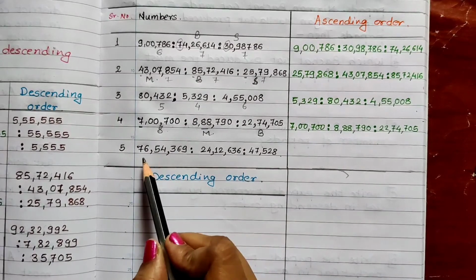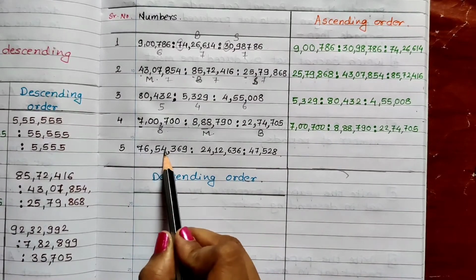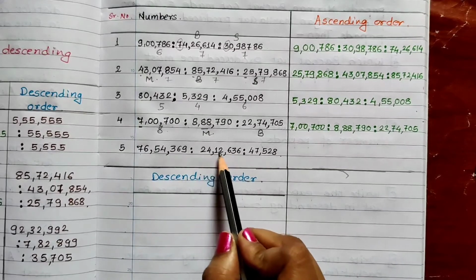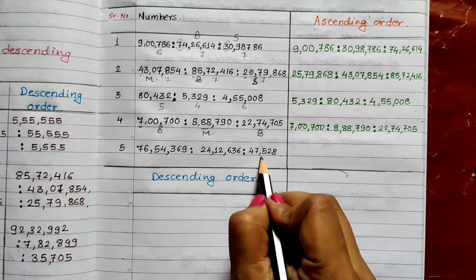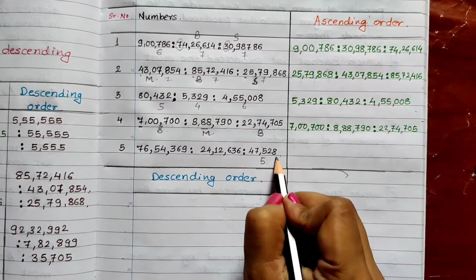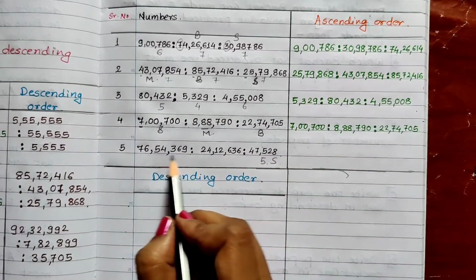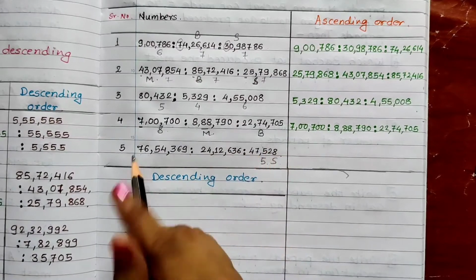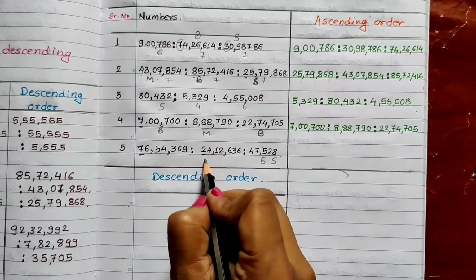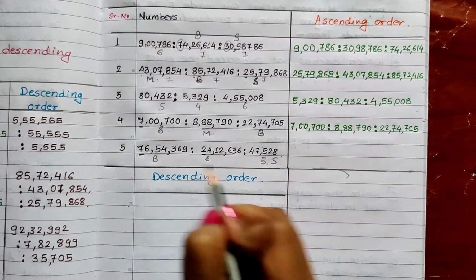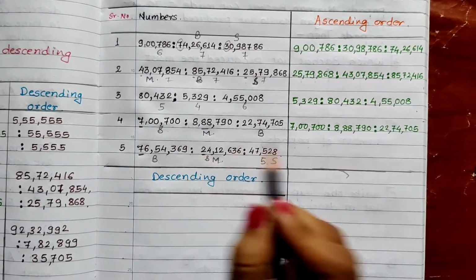Let us check the number of digits. 1, 2, 3, 4, 5, 6, 7. 1, 2, 3, 4, 5, 6, 7. 1, 2, 3, 4, 5. So this is 5 digit, this is the smallest one. From these two, because both are having 7 digits, let us check the first digit. 7 is there, 2 is there. So this will be the smaller and this one will be the bigger. That means this is the middle number and this is the biggest number.